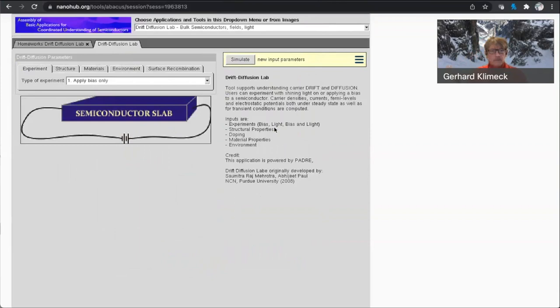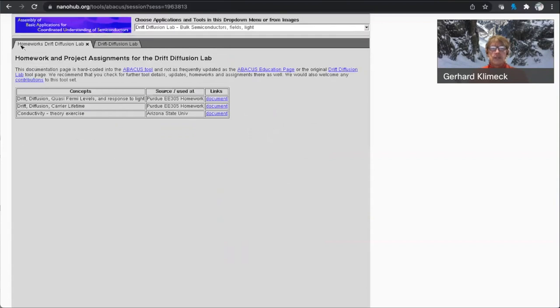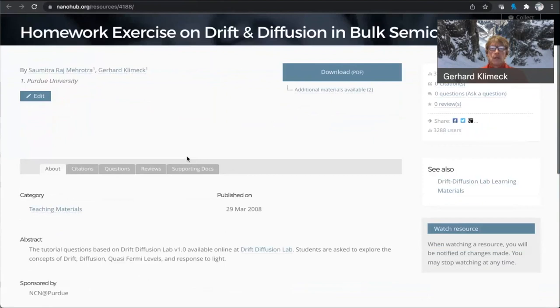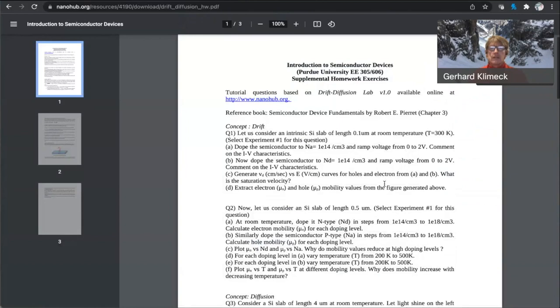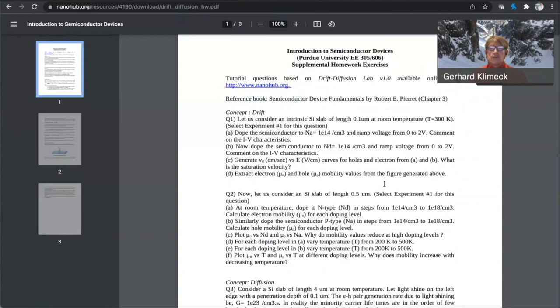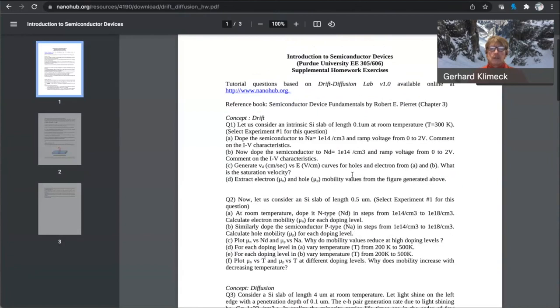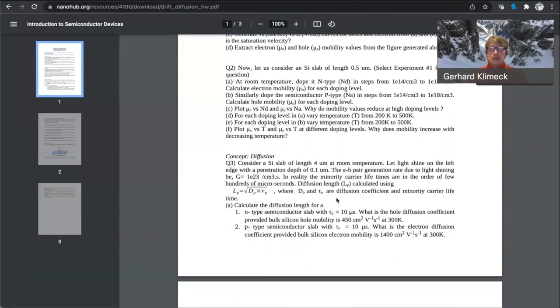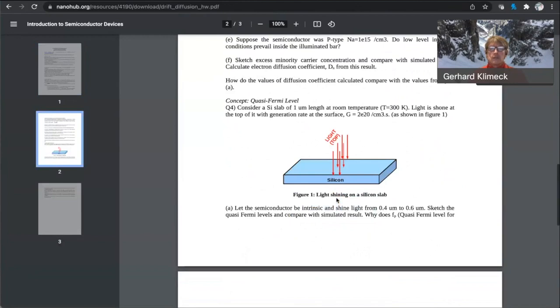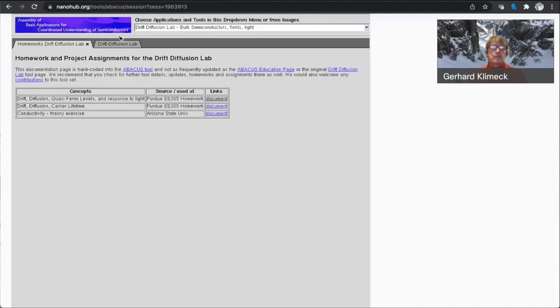And what you saw pop up in between is there's actually a couple of homework assignments you can adopt into your class. And they deal really with a tool and what kind of information you can extract. So here, I click on this, it will pop up a resource on NanoHub. And I can download this PDF. And this really is created for this tool for somebody in 305 or 606 at Purdue that are teaching semiconductors at the undergrad and the grad level. And it'll walk you through the concept of diffusion and diffusion lengths and how you can do some of these experiments. And that is what I'm going to try to show today. So I'll go in here into the Drift Diffusion Lab.